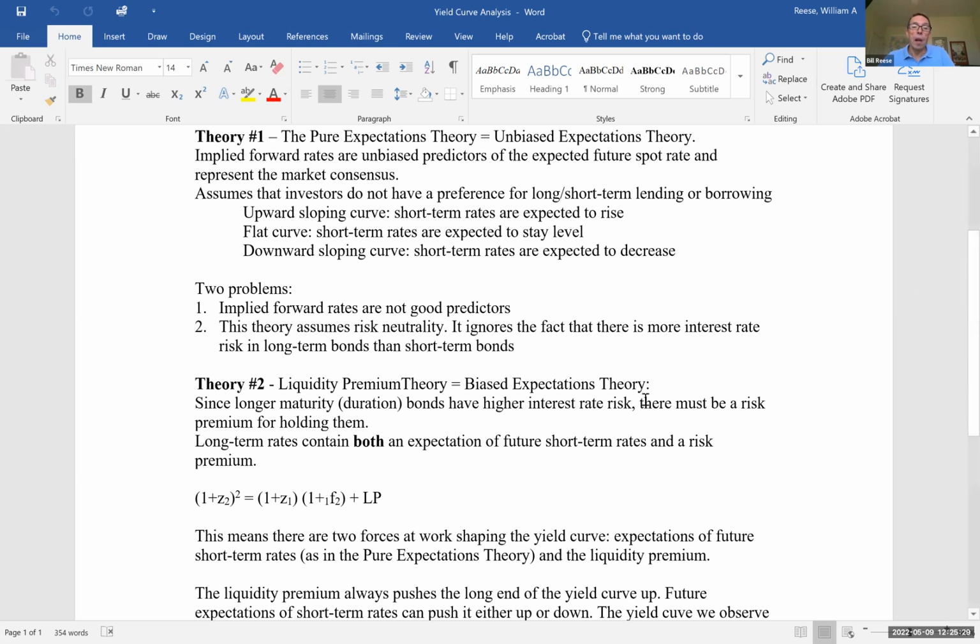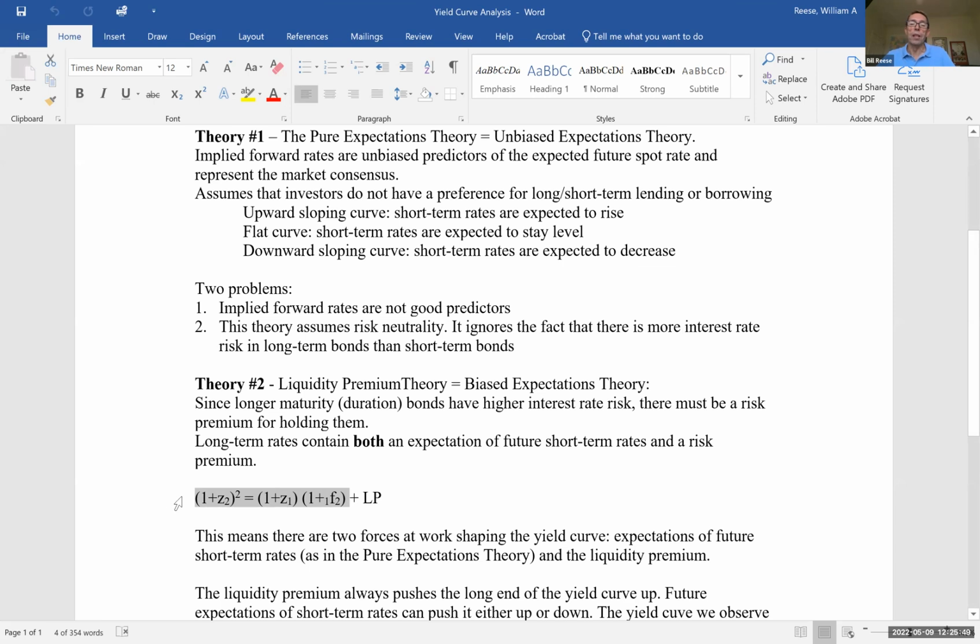So theory number one would say this right here, that long-term rates, I'm using Z2 as a long-term rate there, are going to be a geometric average of the expected short-term rates.